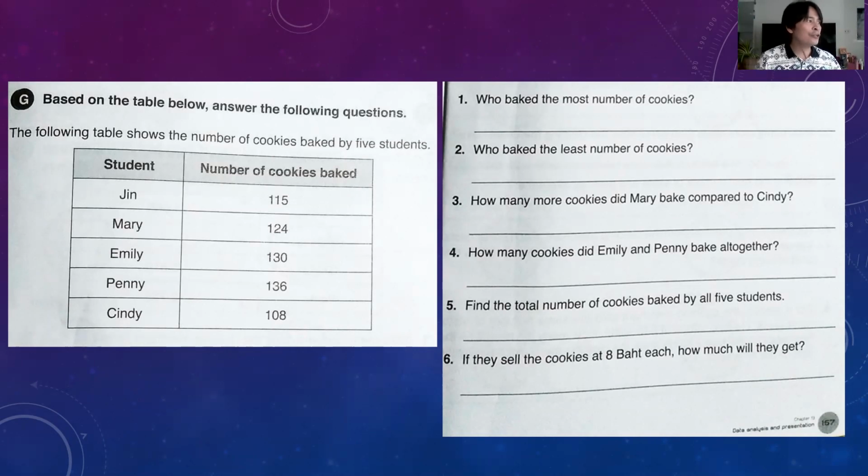And then if you go to school, you present everything to teacher: notebook, textbook, workbook. Okay. Who baked the most number of cookies?